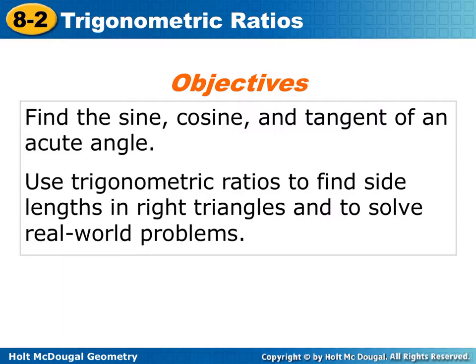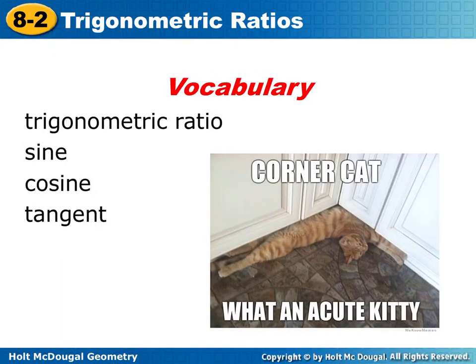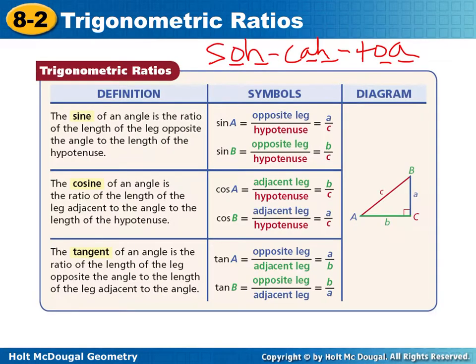So we're going to briefly go over examples 1, 2, and 3, what we did before, and then we'll spend a little bit more time on examples 4 and 5, which we didn't touch on Friday. So our objective: find the sine, cosine, and tangent of an acute angle, and use trigonometric ratios to find side lengths in right triangles and to solve real-world problems. So there's our vocabulary that you should have already done.